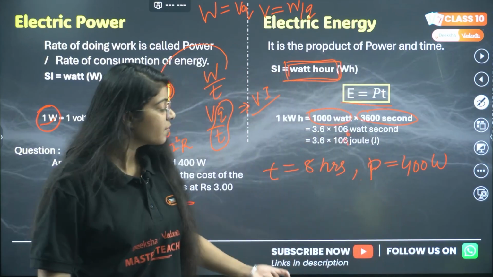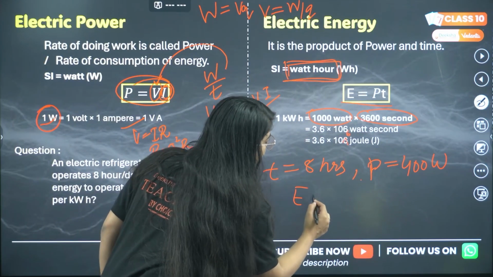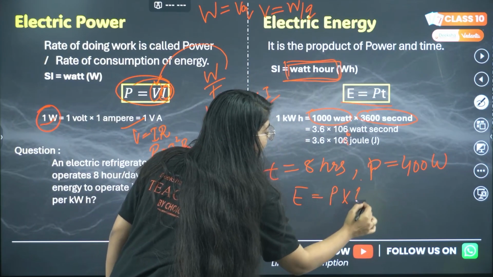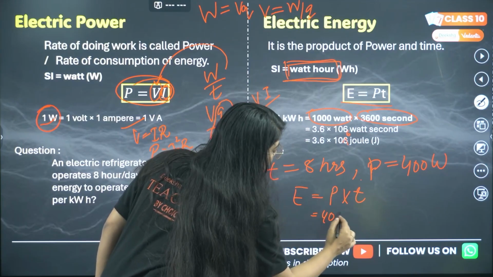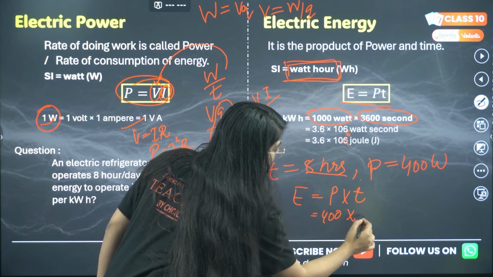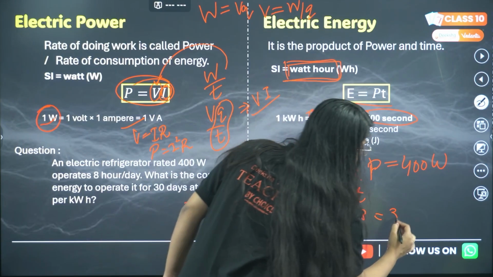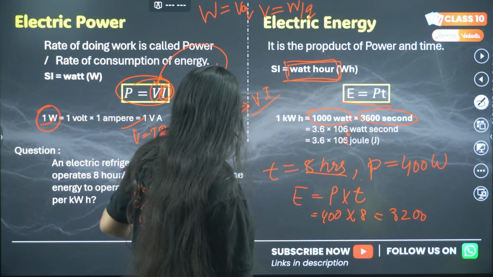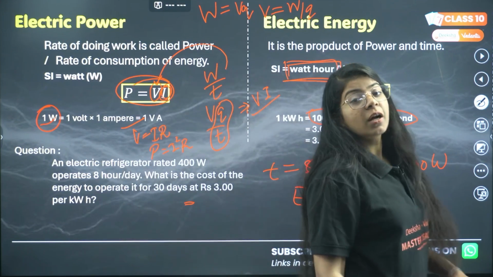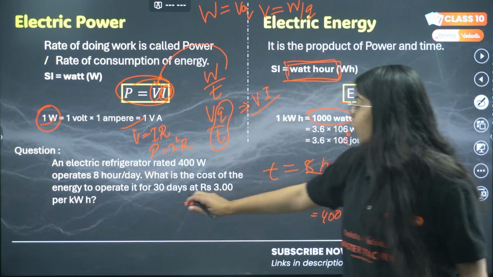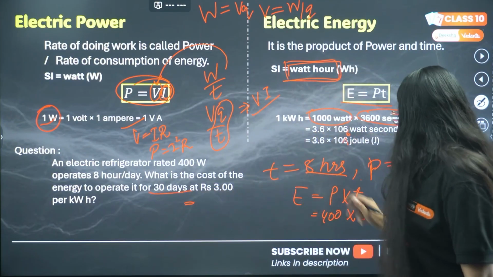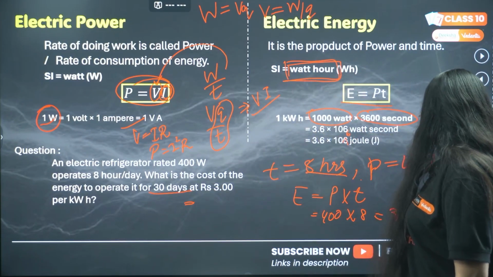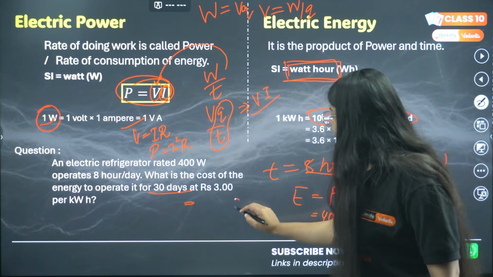Let's find energy first. So energy is power into time. Now power is 400 watt and time is 8 hours. Will be 3200. Correct? Now they've also told that it runs for 30 days. So we'll also multiply this by 30, which will be 9600.